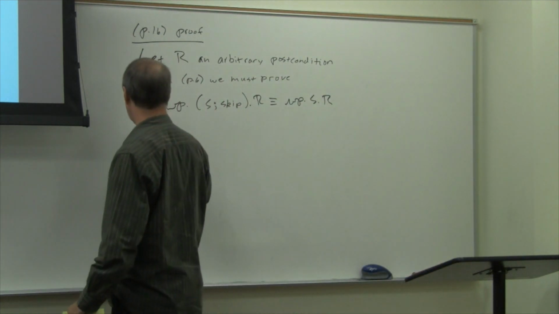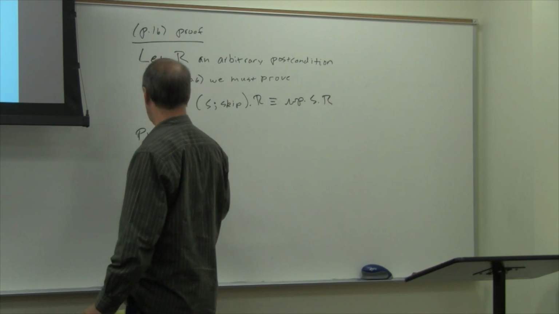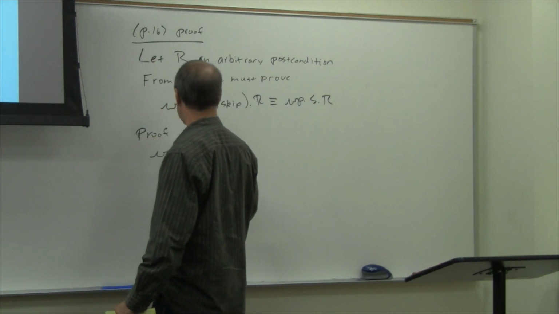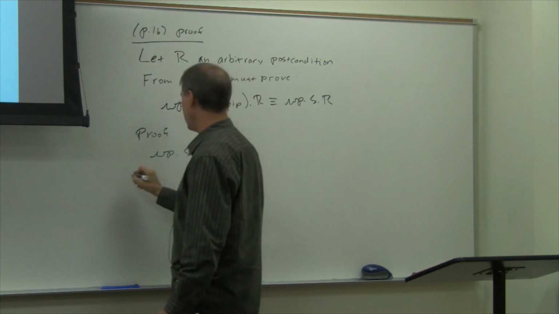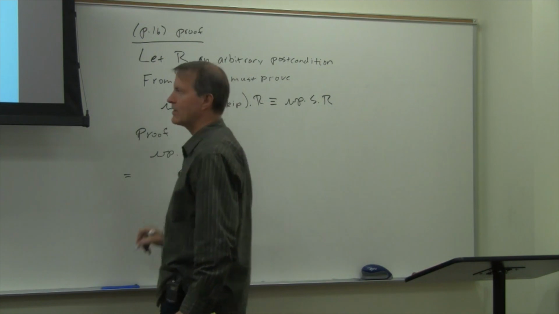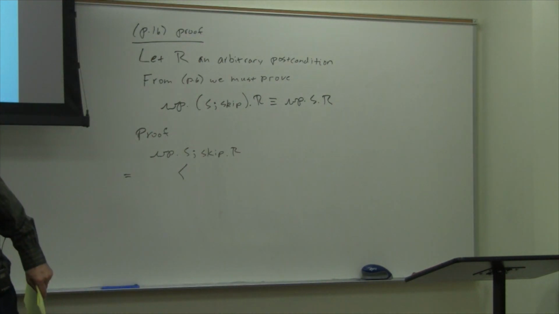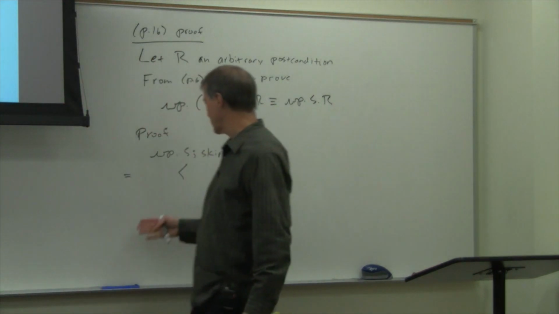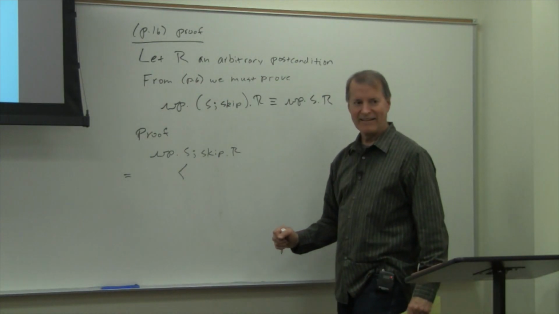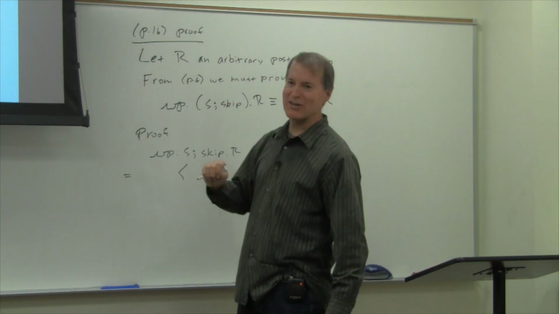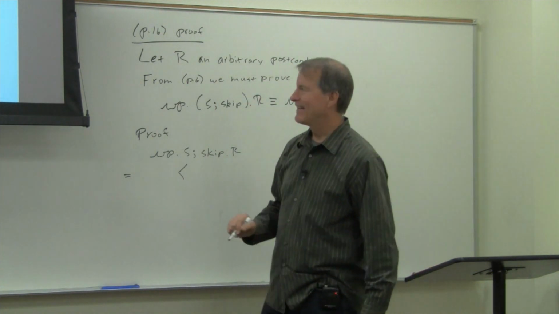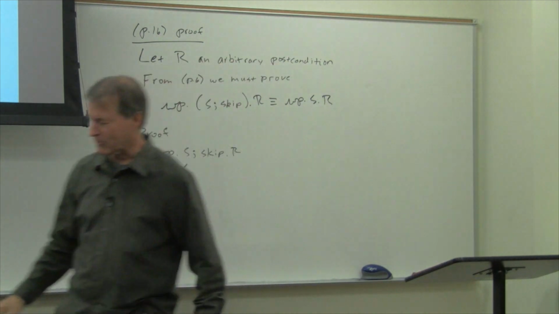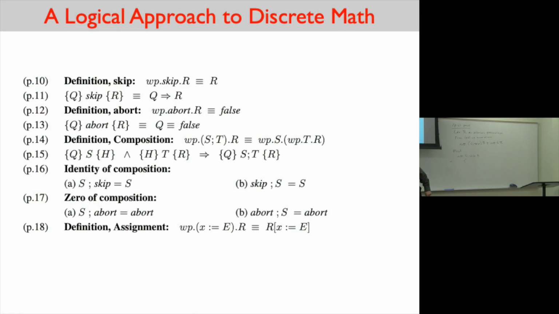So here's the proof. WP dot (S semicolon skip) dot R equals, by what? What can we do here? What do we have to work with? The semicolon thingamajig. Yeah, we had the semicolon thingamajig. Oh, I think I went the wrong way? Easy there. Yeah, you're right, I went the wrong way.